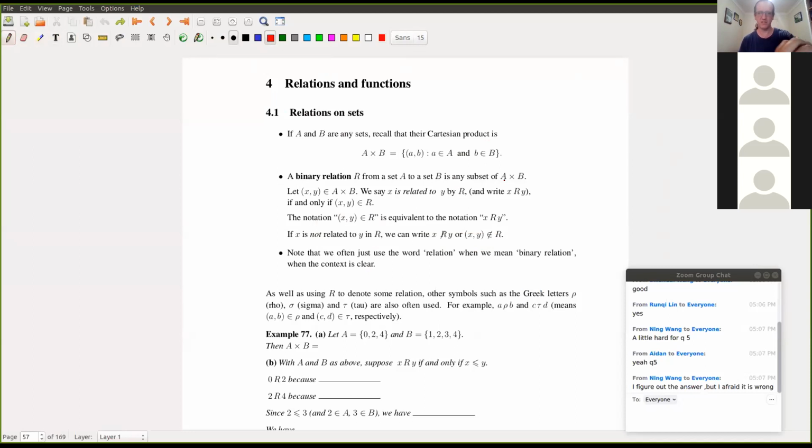I actually have my pen. The Cartesian product is what we're going to talk about, where sometimes you say cross product, product space, and so on. This is the set of all the elements of A and all the elements of B together.